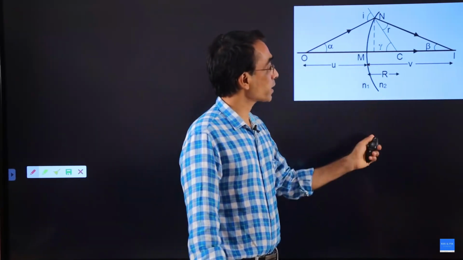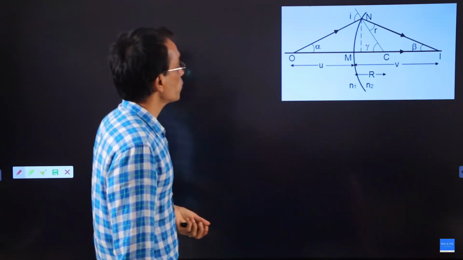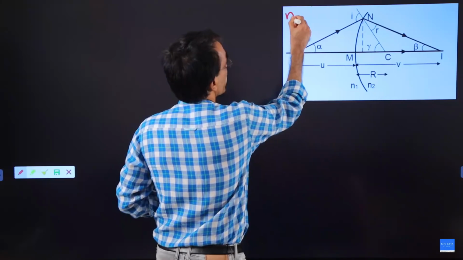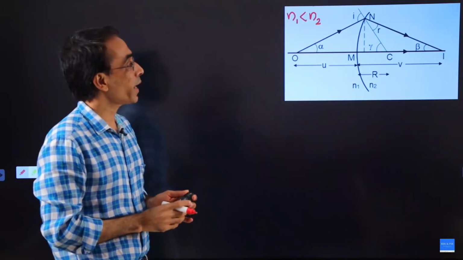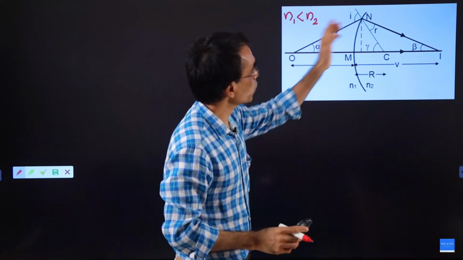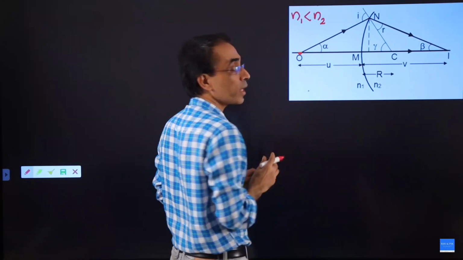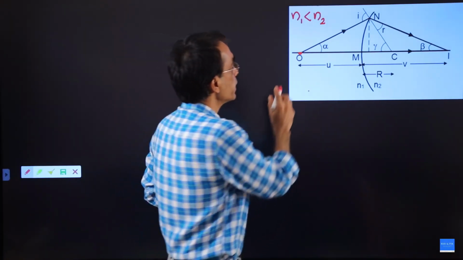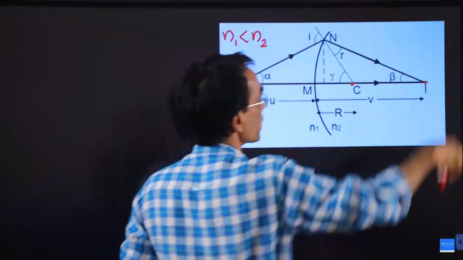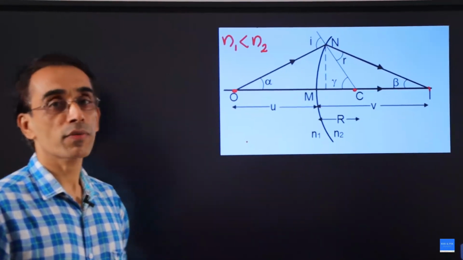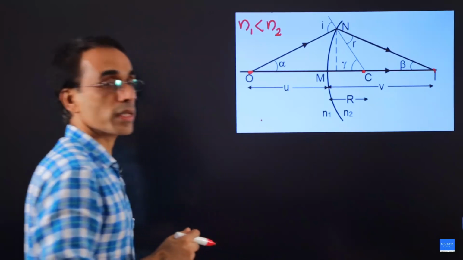Consider a spherical surface separating two media of refractive index N1 and N2. For easiness, I am taking N1 less than N2. So what does it mean? Light is going from rarer medium to denser medium. Okay. There is a point object here. O is a point object. This is the principal axis. This is the center. C is the center of the spherical surface. So naturally, this distance is the radius of curvature.